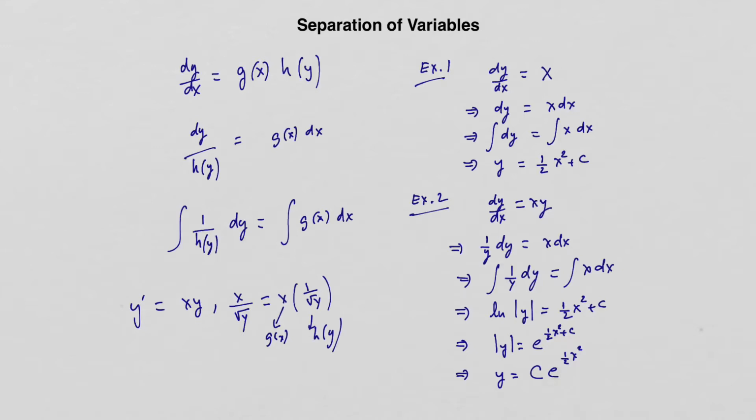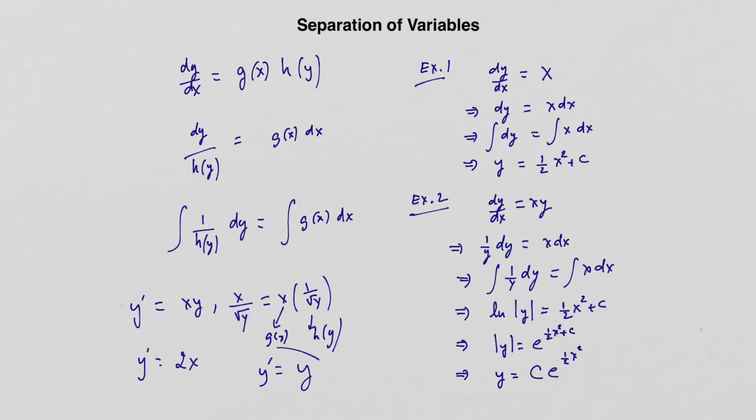I didn't want to use f because this is f prime of x, so I used two separate letters for the functions. I use g and h. I don't want to use f because it can be confusing. Another example would be just y prime equals 2x, which means h of y is 1. Or y prime is just y.